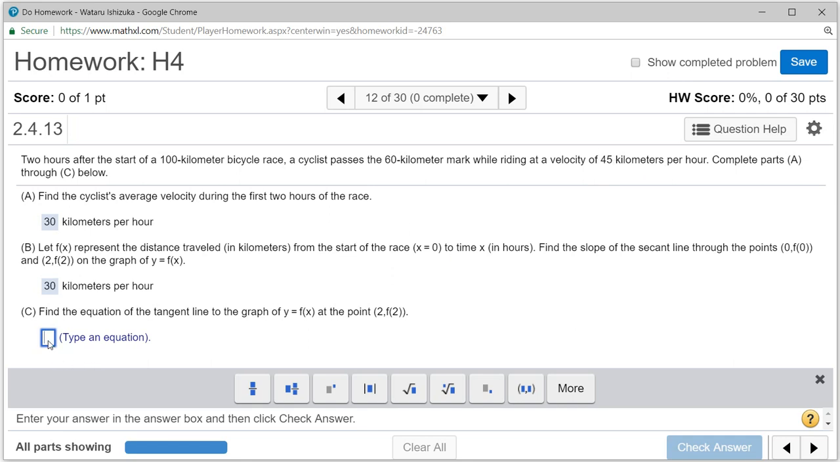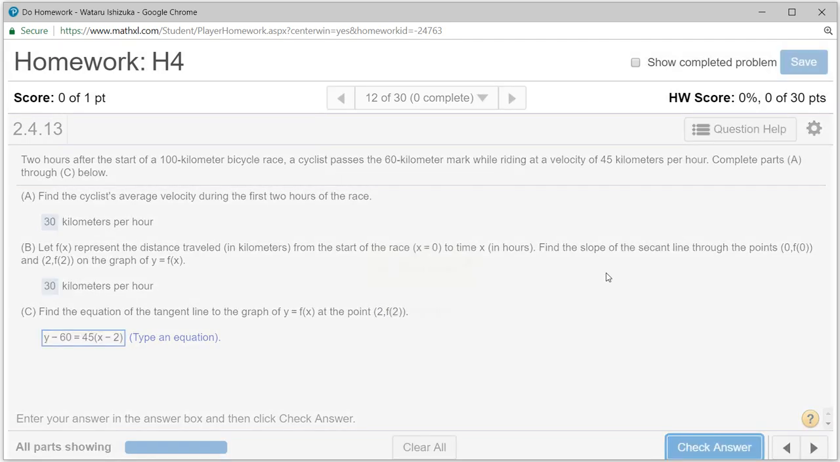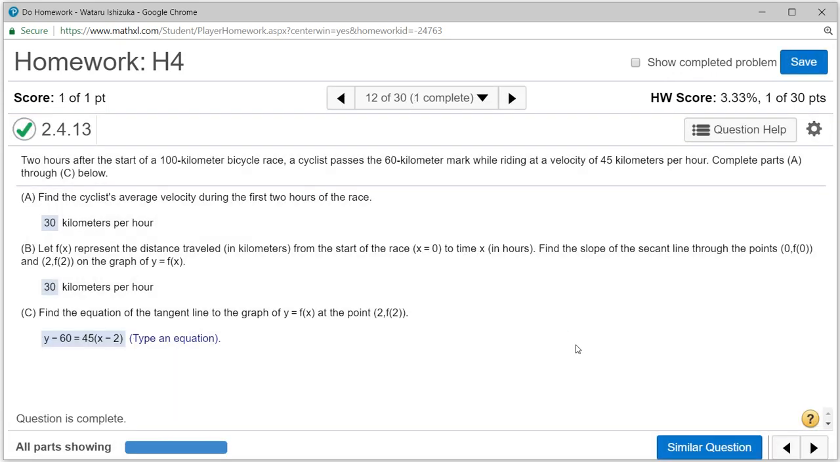So the equation would be, let's see, y minus y1. y1 would be f of 2, right? But f of 2 is 60, so I'm going to put the 60 there, and that is equal to the slope, which is 45 kilometers per hour. So you have 45, and then x minus x1, where x1 is 2. So we put 2 there, right? So let's check the answer there. All right, we got that. That's it. I hope that this was clear.